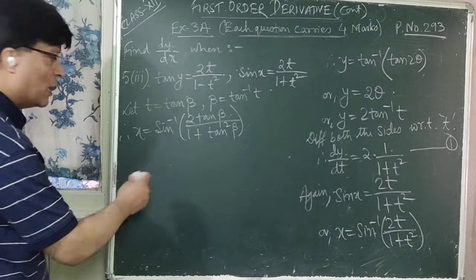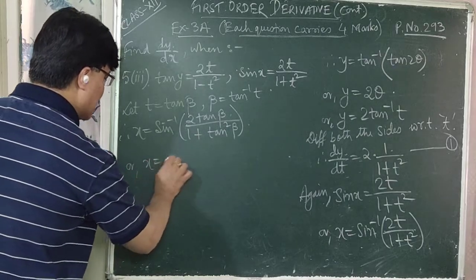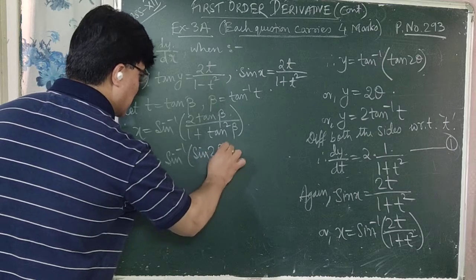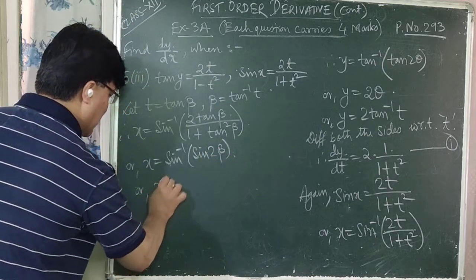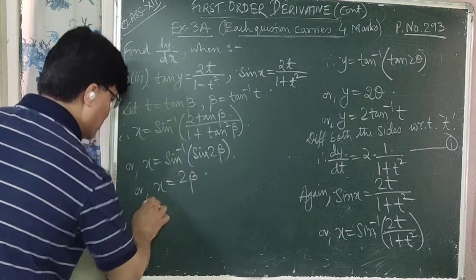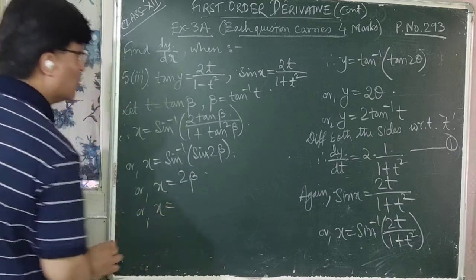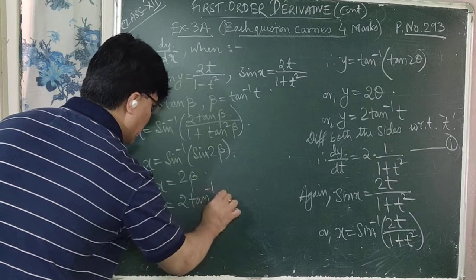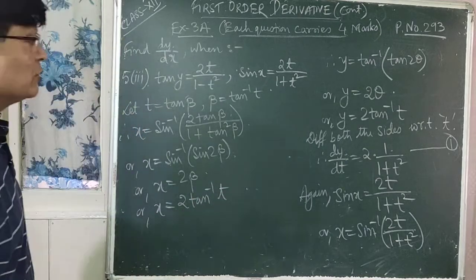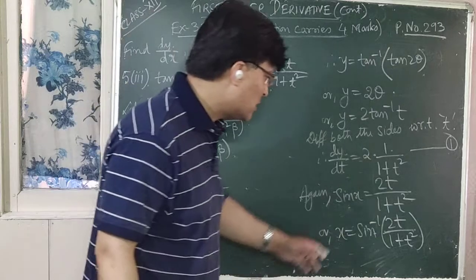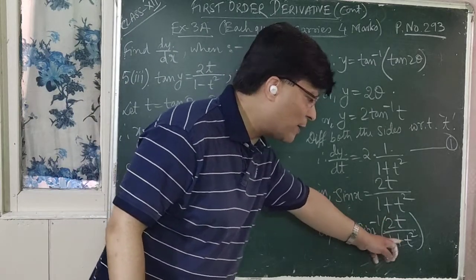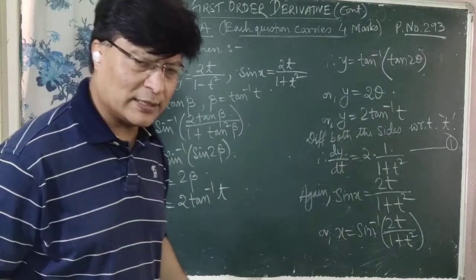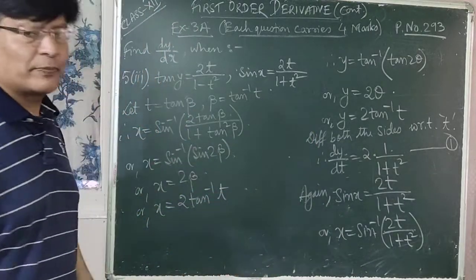This is from multiple angles, or x is equal to sine inverse sine 2 beta, or x is equal to 2 beta. What is beta out here? It is tan inverse t. Now we have to put the value for beta also, that is 2 tan inverse t. So that means sine inverse 2t divided by 1 plus t square is also 2 tan inverse t. If you know the formula directly, you can write it. Otherwise, you have to derive this formula.